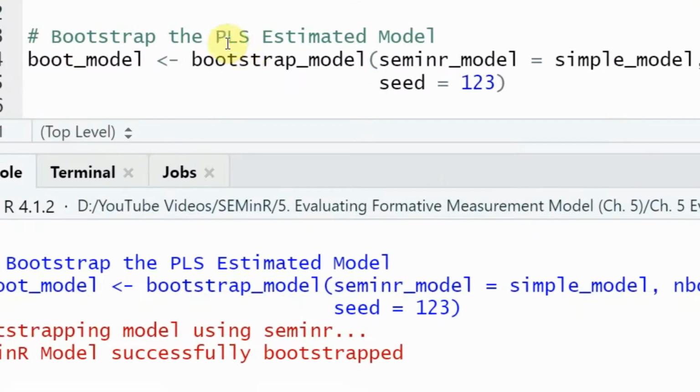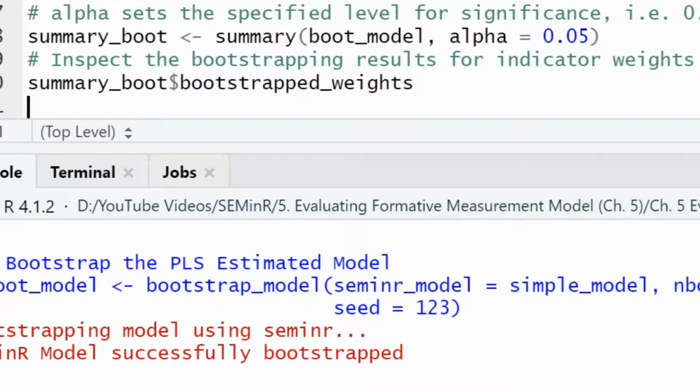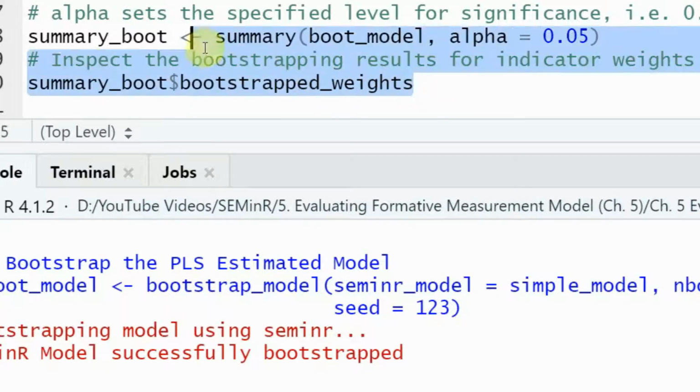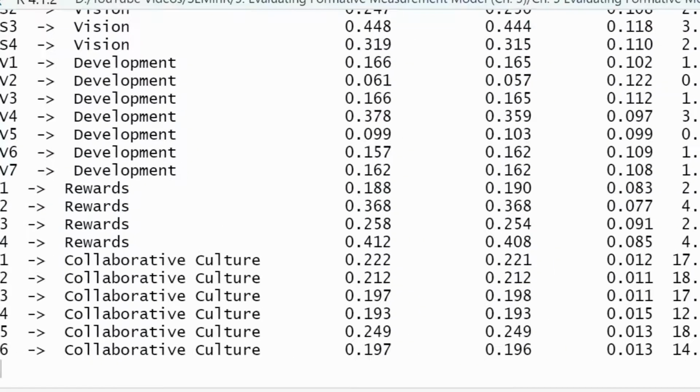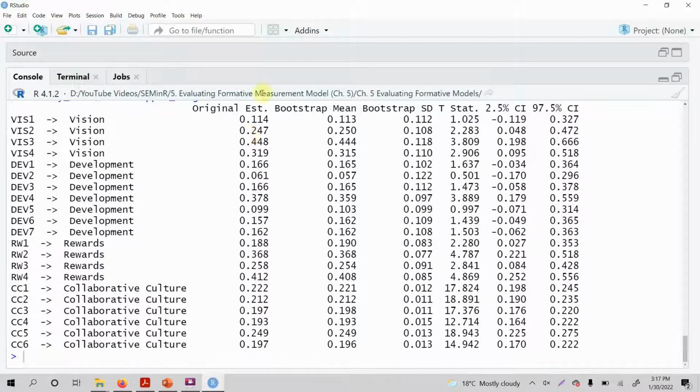Now that we have run our bootstrap model, we need to get the summary of this boot model. How do you get the summary? Again, call in the summary function, provide it the arguments. One of them is your bootstrapped model, the other is your alpha value, and this returns the summary which is stored in this object, and then we can call the sub objects as we want to. Now in this case I'm interested in weights, so I'm going to call this. Now I'm going to select this, I'm going to run, and here is your output. These are your indicator weights. Now how do we interpret this?